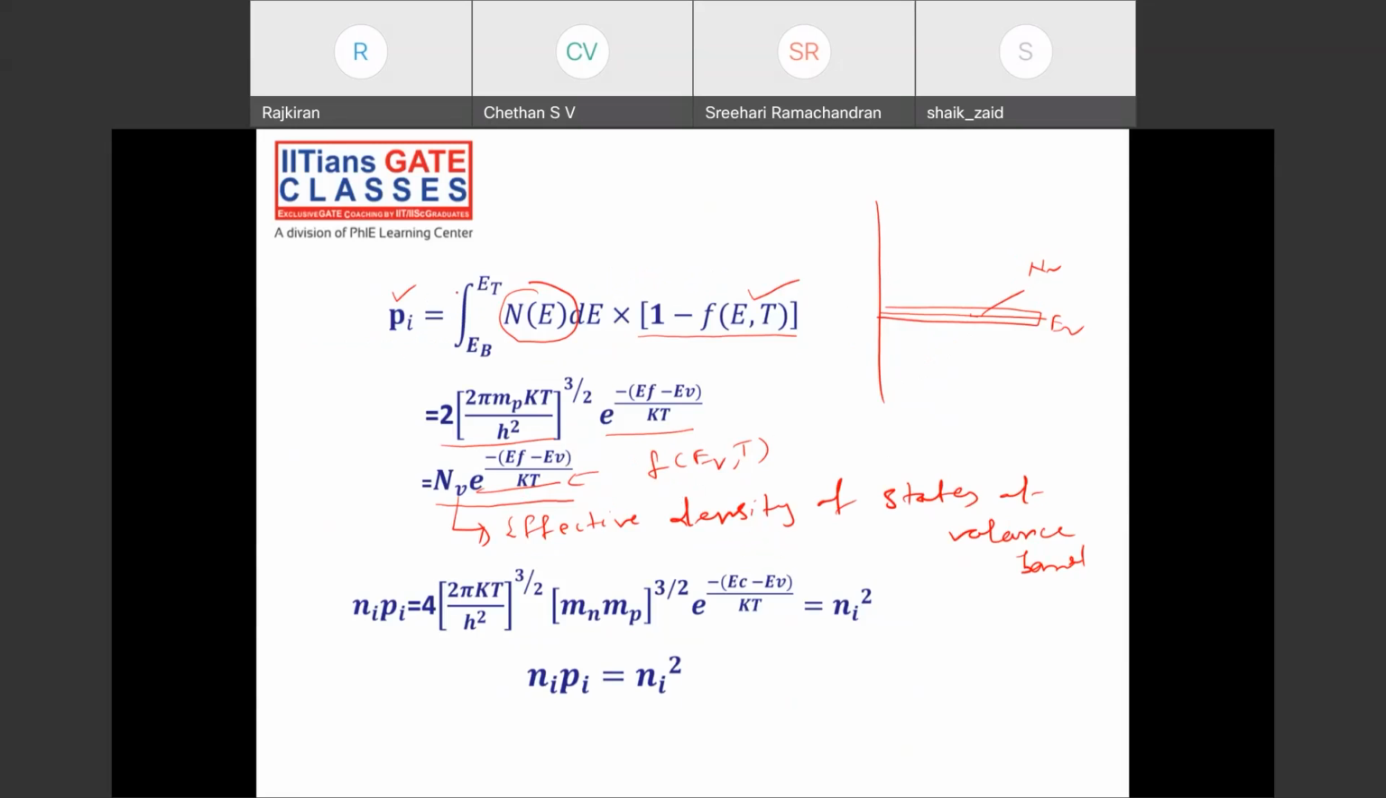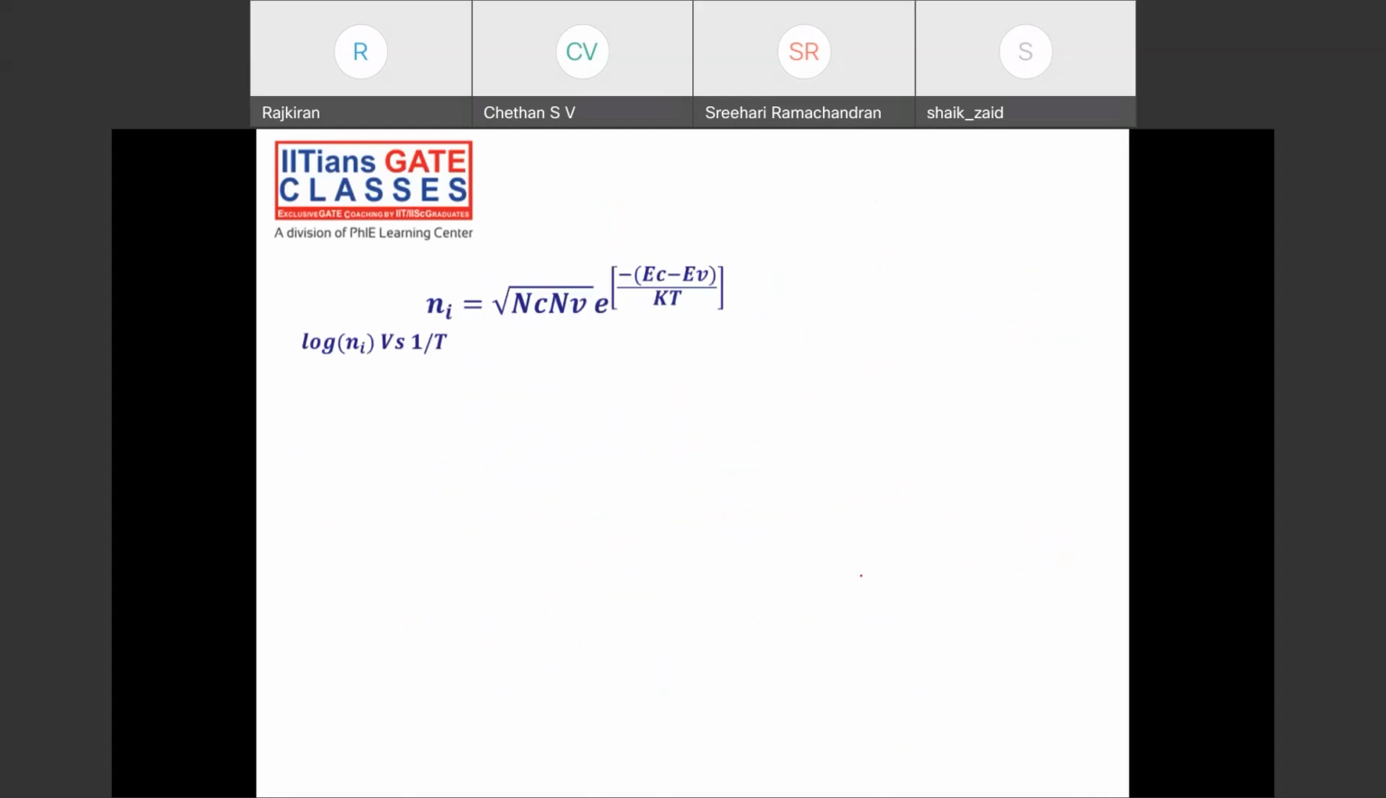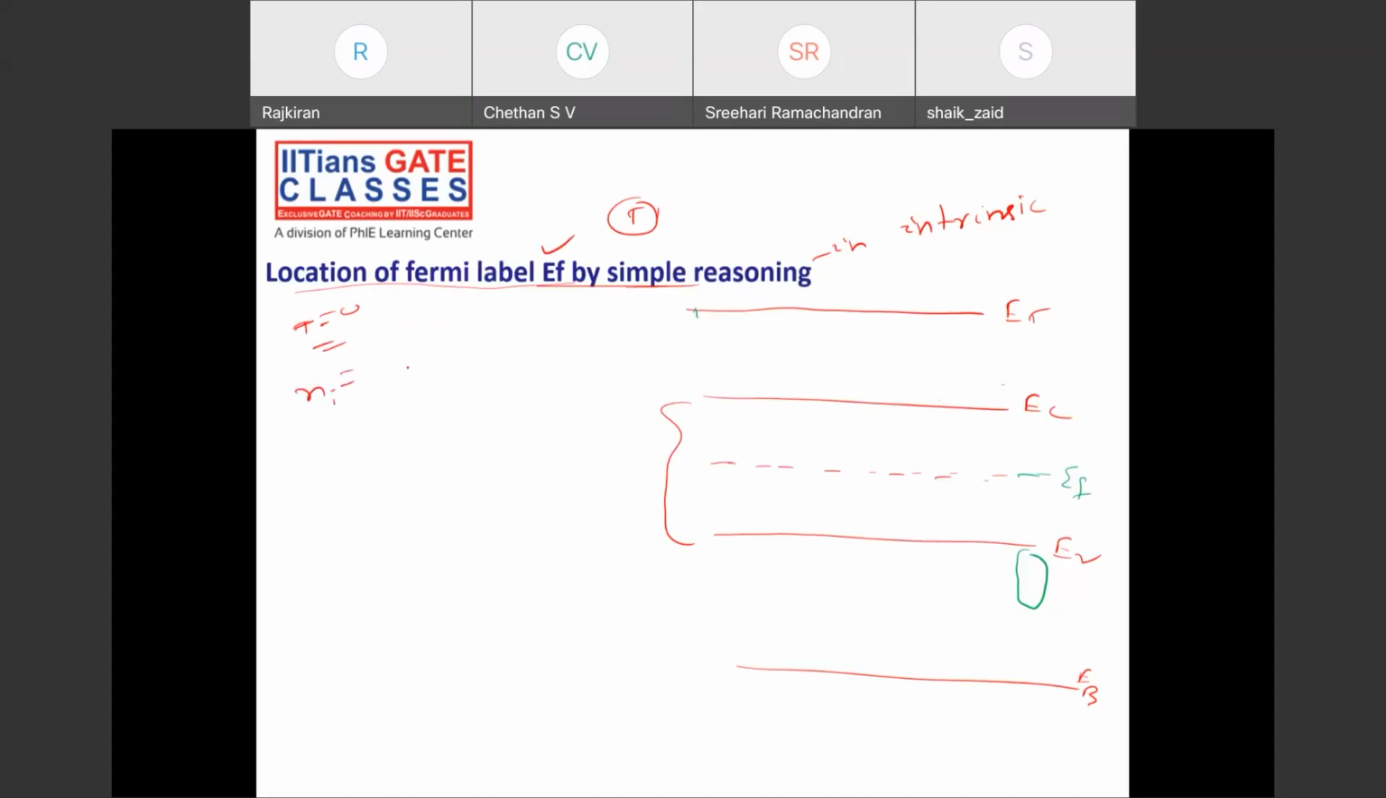Also you know, at equilibrium in an intrinsic semiconductor, the number of holes is equal to the number of electrons. So Ni equals Pi. If I multiply them, let me multiply for you. I have Ni equal to NC exponential of minus (EC minus EF) by kT.